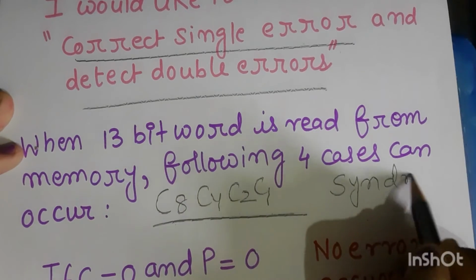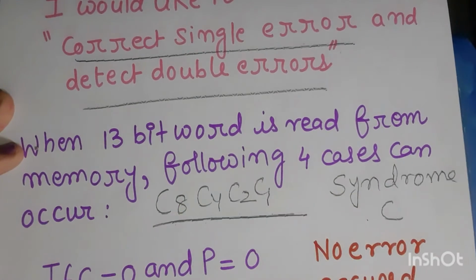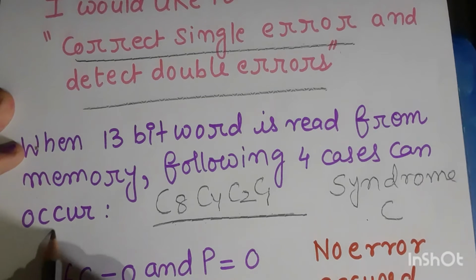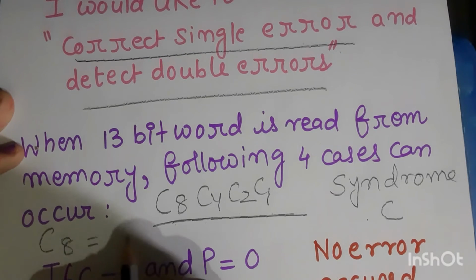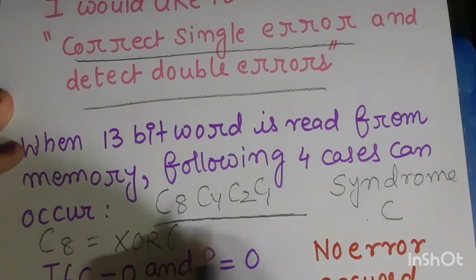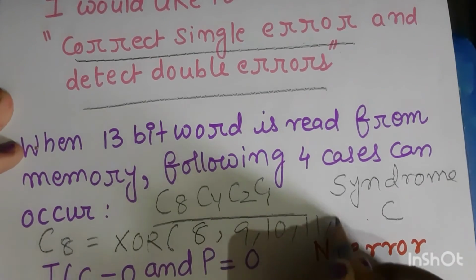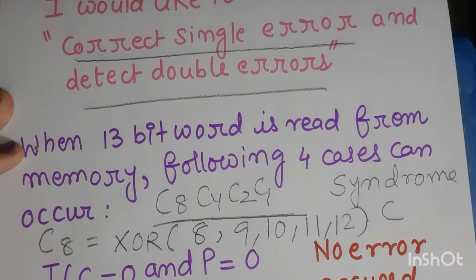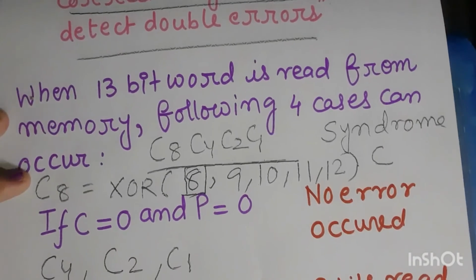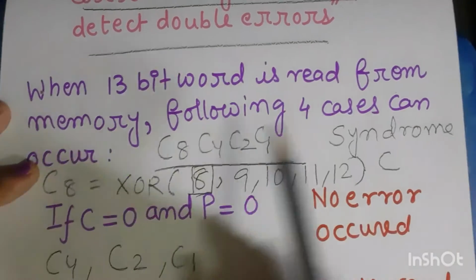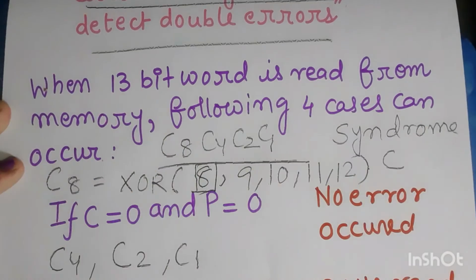Syndrome C. Okay. And how have we evaluated C8? It is the XOR of the 8th bit, then the same 9, 10, 11, 12. You remember how we have evaluated C8? Similarly, we have evaluated C4, C2, C1, where we have included the parity bit also. You remember how we did it? So, when the 13-bit word is read from memory, the following 4 cases can occur.